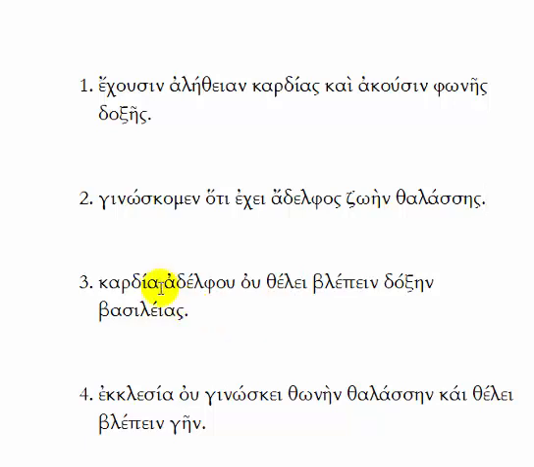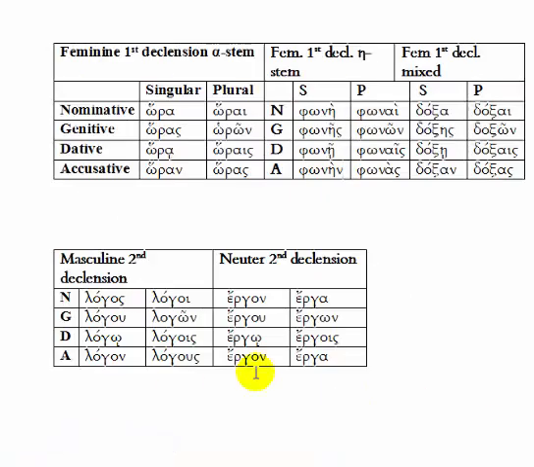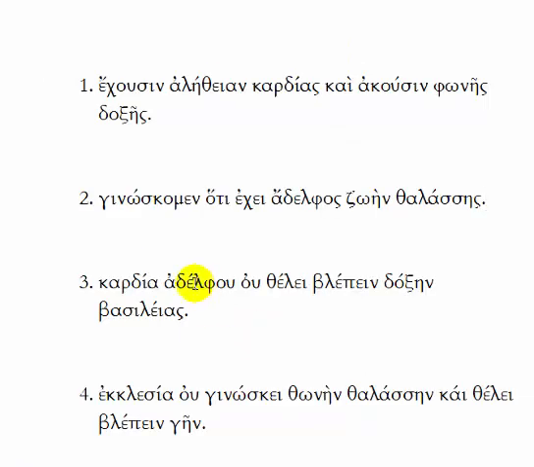We need to know what function each of these words has in the sentence. So cardia, what form? We'll again take a peek at our cheat sheet here. Cardia is again a first declension noun, an alpha stem: cardia, cardias, cardia, cardian. So it's like hora, horas. Therefore, the only one that ends just in an alpha is the nominative singular. That's going to tell us that this is our subject.